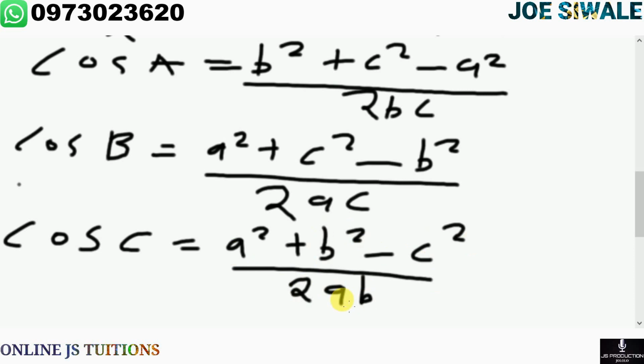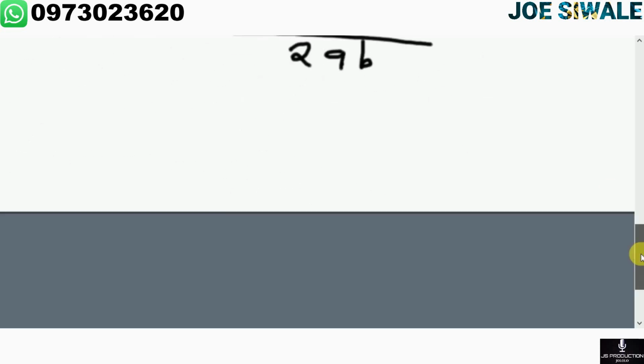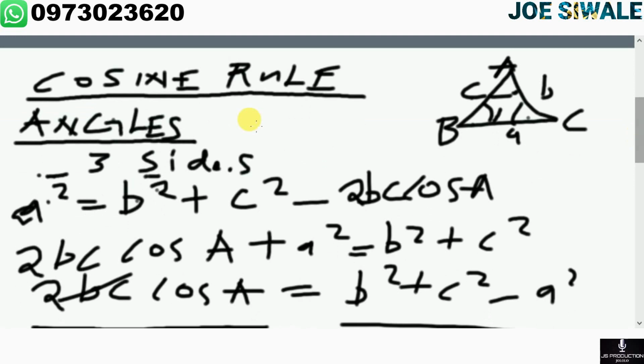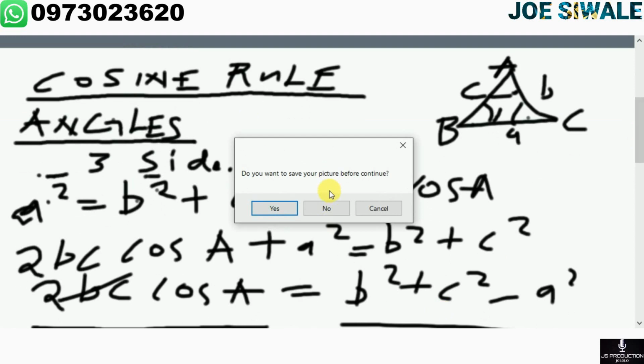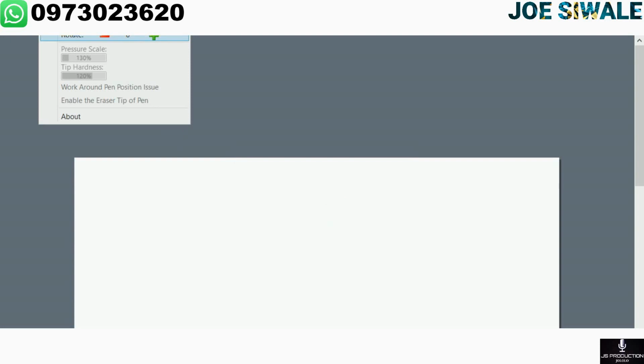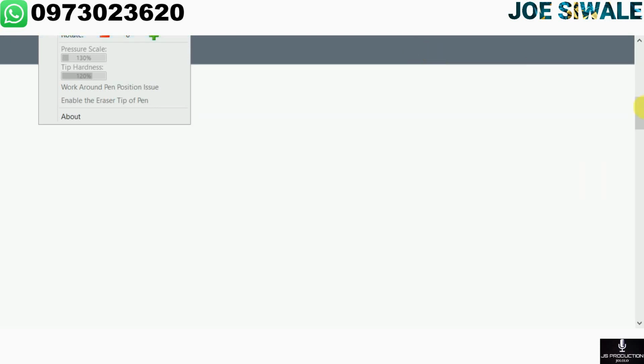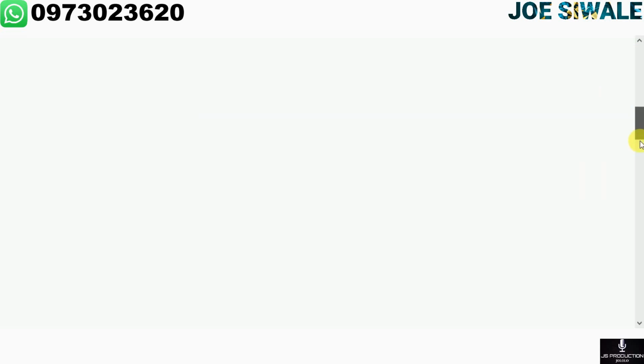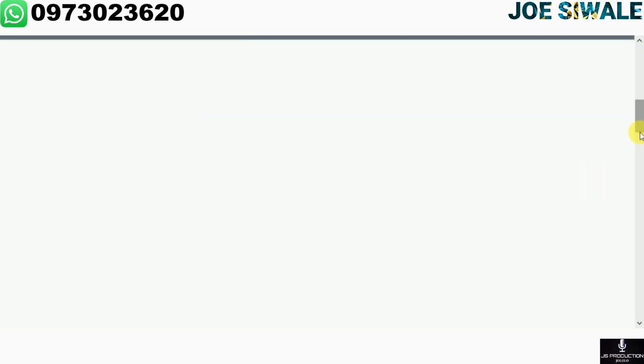And now we are going to look at an example. For this example, we have triangle ABC. Let me just scroll this down. Okay, let me just put another page here. Okay, so I have this triangle as an example.